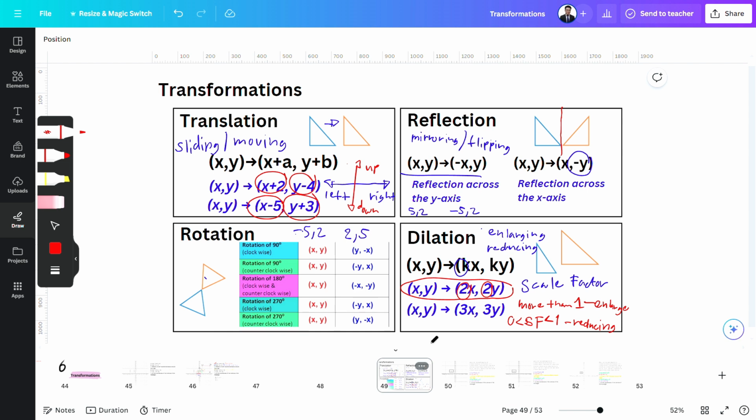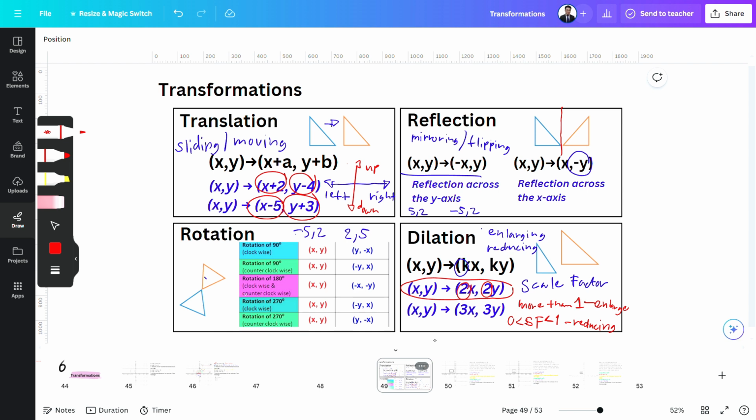Sir, why greater than 0? Can we include negative numbers? Actually, no. Because in reality, how can we make something bigger using a scale factor of a negative number? Because here we're actually dealing with measurements. And regarding measurement, most especially if it's distance or length, we don't actually involve negative numbers. Please take note of that.